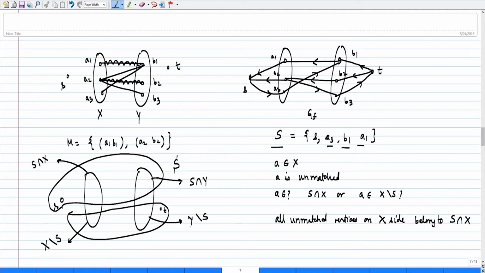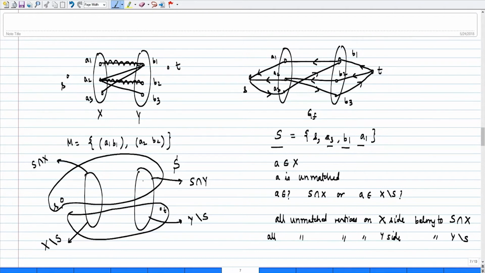State it again. So your claim is that all unmatched vertices on the Y side must belong to Y minus S. This is the claim, right? Okay, so what is the argument?